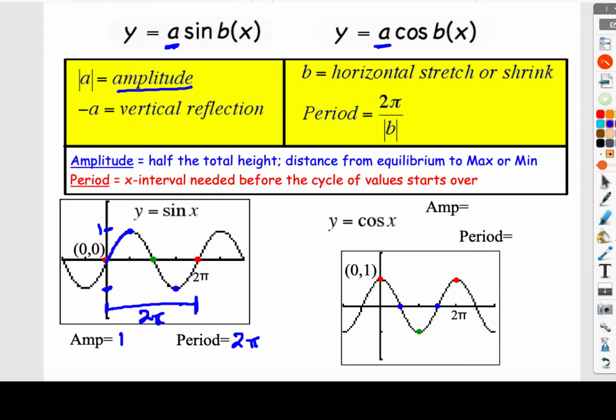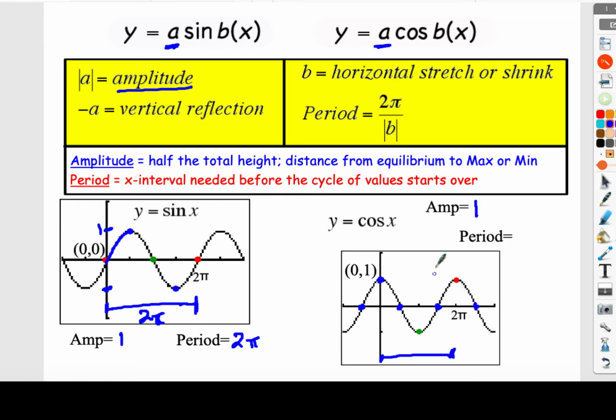Cosine works the same way. Again, it starts at 0, 1. But again, the amplitude is still 1, total height of 2, amplitude of 1. And the period, again, is going to be 0 to 2 pi. Or essentially anywhere we went in here, 2 pi units apart, we would be exactly at the same spots, whether those are maximums or whether those are points on the equilibrium, where we go up from there, and then we start going up again when we're exactly 2 pi units away.